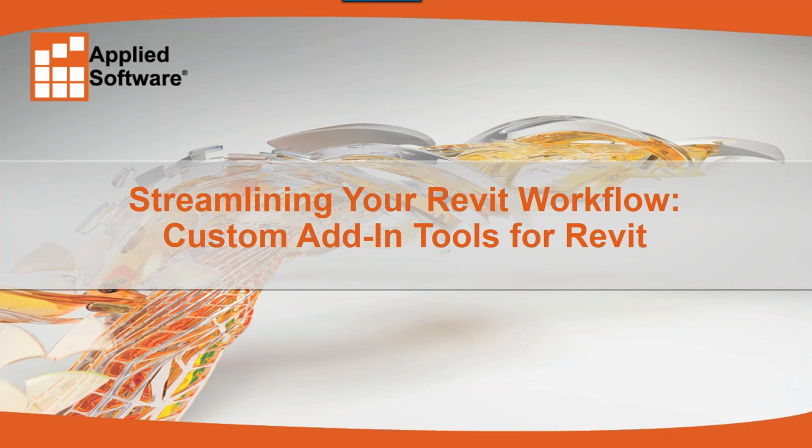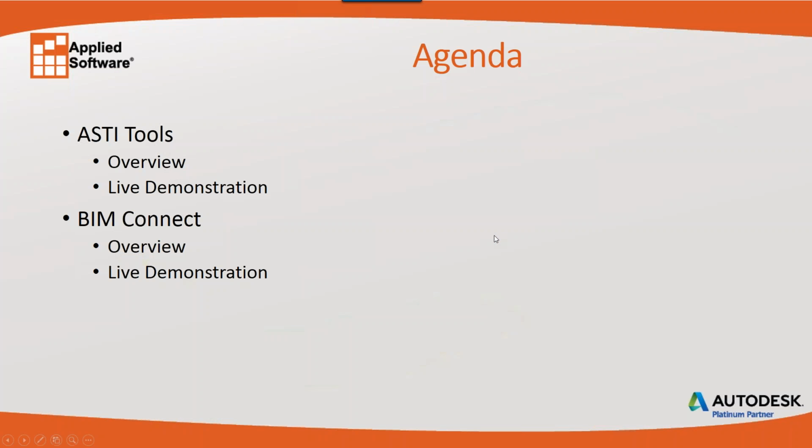Today's webinar is going to be on streamlining your Revit workflow, and we're going to be looking at a couple of groups of custom add-in tools for Revit. First, we're going to look at ASTI tools, or ASTI tools as we call them. These are some generalized tools for performing very common tasks in Revit. We'll do a quick overview of them, and then I'll show you a live demonstration of how they work.